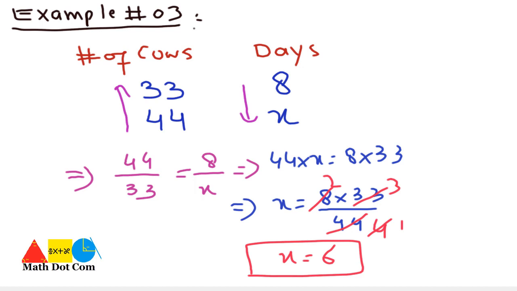So it means that the food will be finished in 6 days if the number of cows is increased. It means the number of cows is inversely proportional to days. So this is how we can solve problems related to inverse proportion. Hope it will help you a lot.